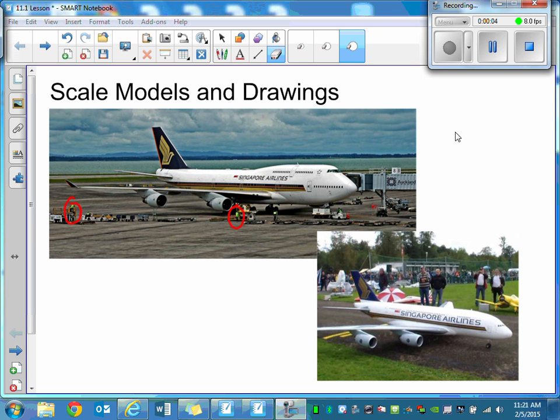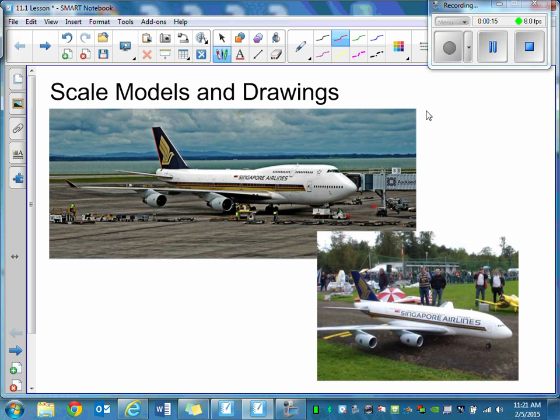I am here today to teach you about scale models and drawings. I have just a few examples for you of an actual airplane and then a scale model of that airplane. Up here we have this Singapore Airlines plane, and you can tell that it's pretty giant. I mean, look how tiny these little people are.